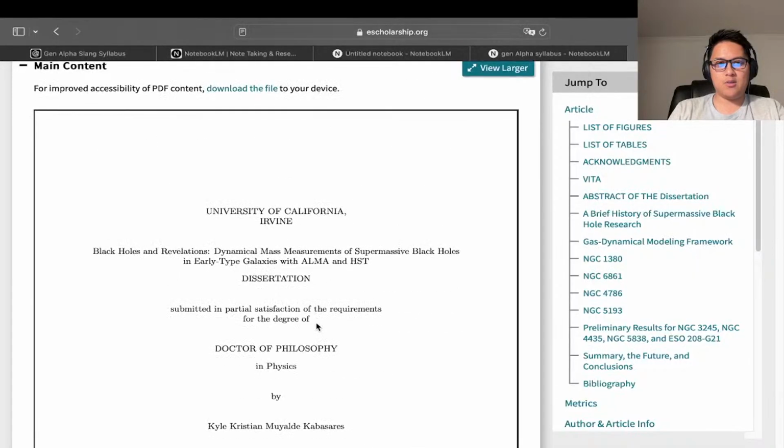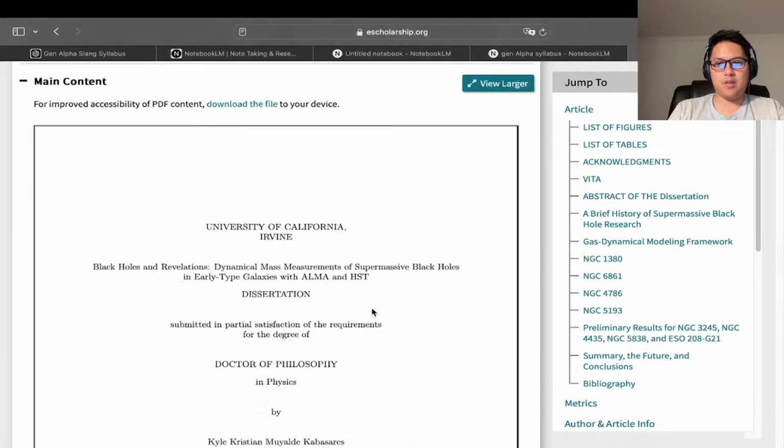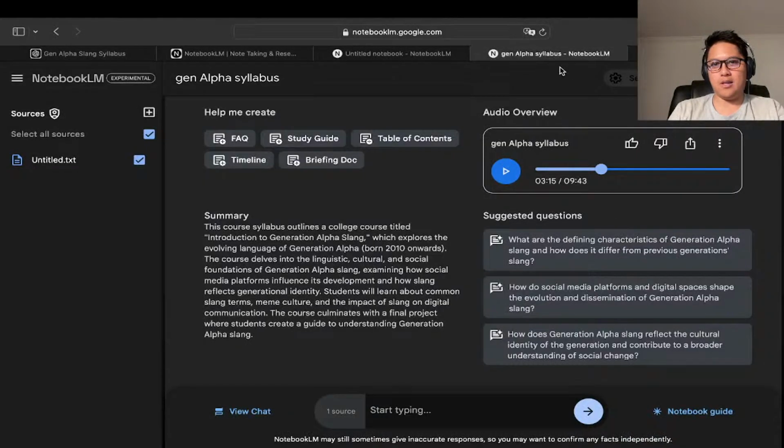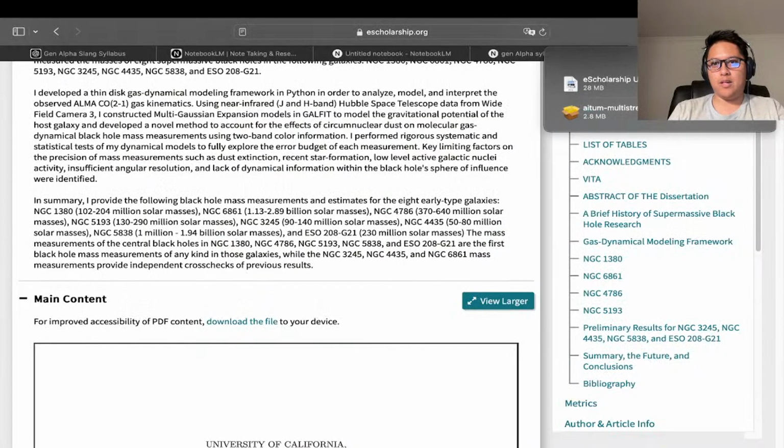2023, let's go. And that's right. All the materials belong to me, except the ones that belong to the Astrophysical Journal. But me. So, okay. We're going to go put that in somewhere. Finder.